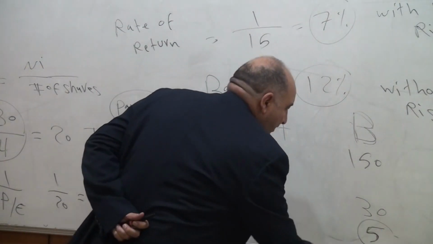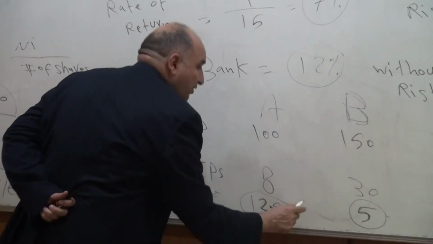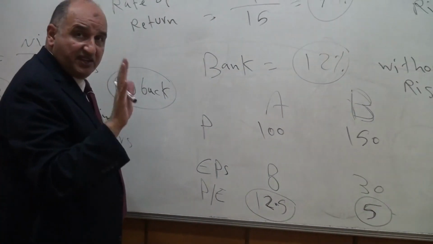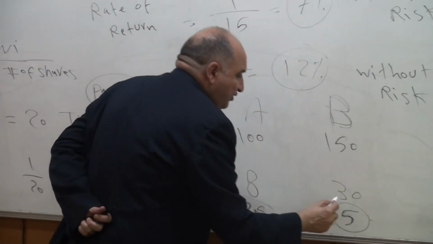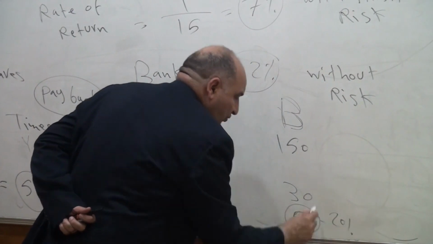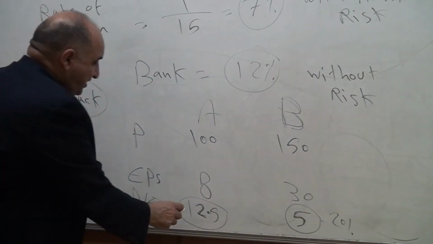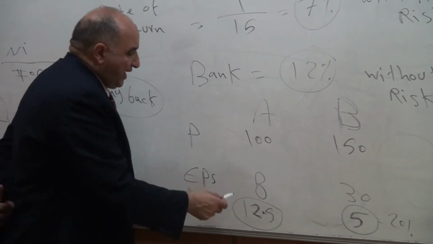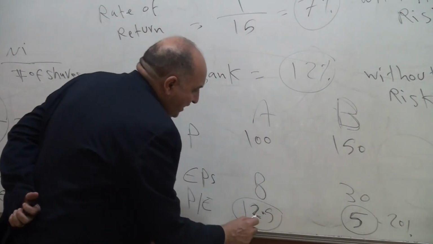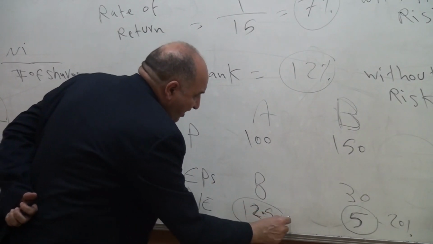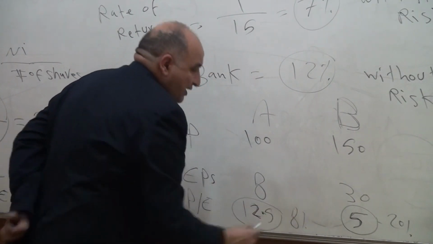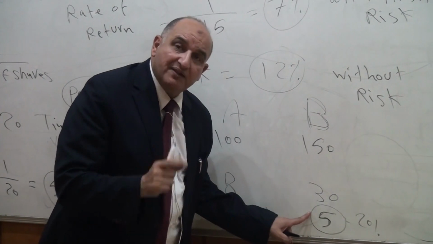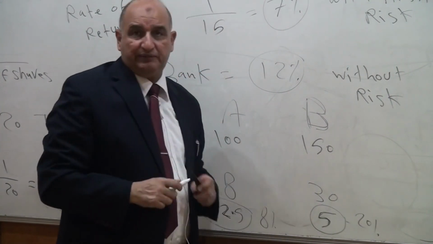B, because I will get my money back after 5 years only, and the rate of return will be 20%, 1 divided by 5. For the other one, I will get my money back after 12.5 years, and my rate of return is 1 divided by 12.5, which is 8%. So the lower the PE, the better the stock.